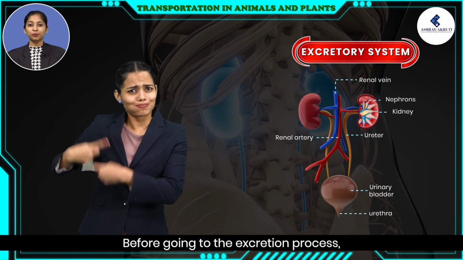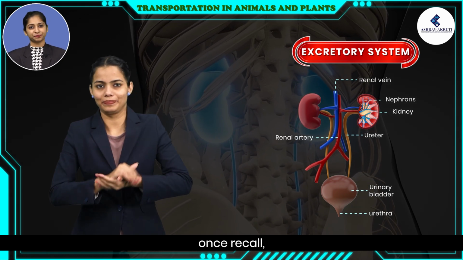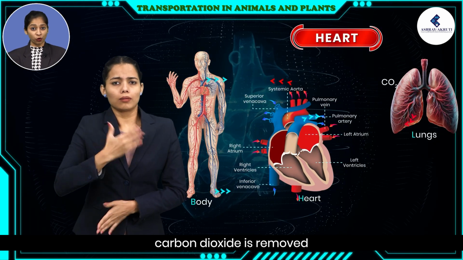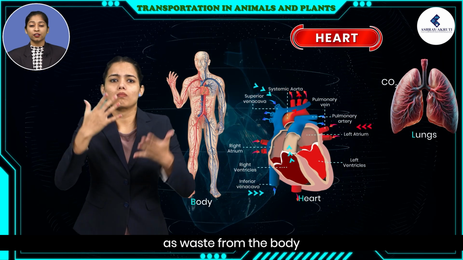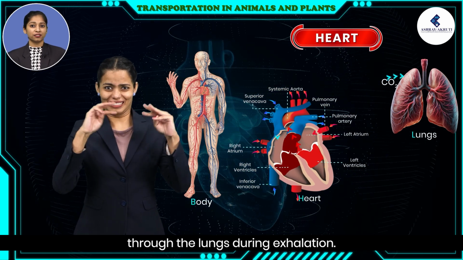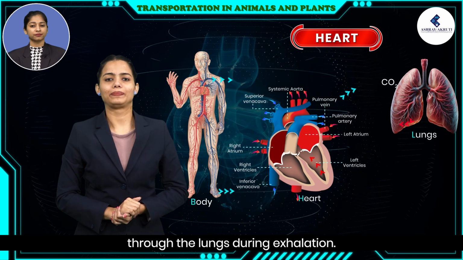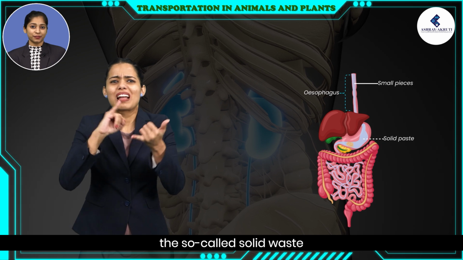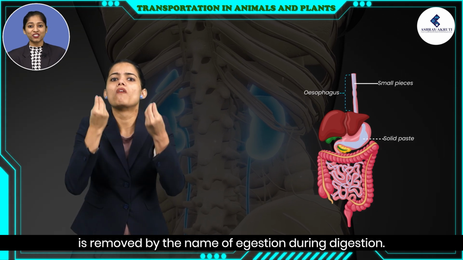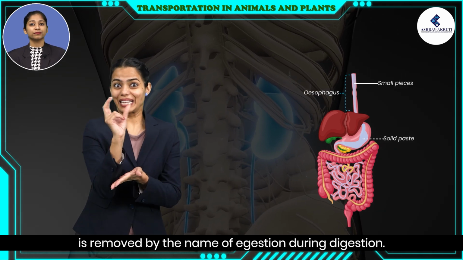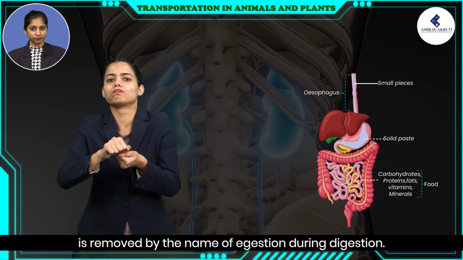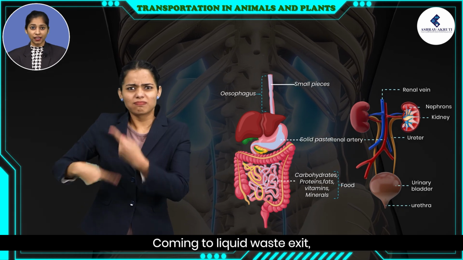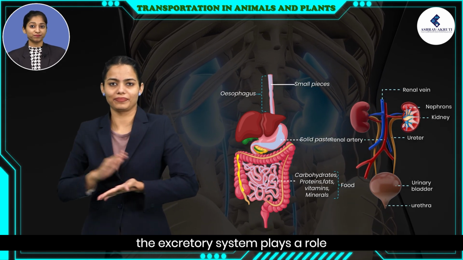Before going to the excretion process, once recall gaseous waste. Carbon dioxide is removed as waste from the body through the lungs during exhalation. The undigested food, the so-called solid waste, is removed by the process of egestion during digestion. Coming to liquid waste, the excretory system plays a role.